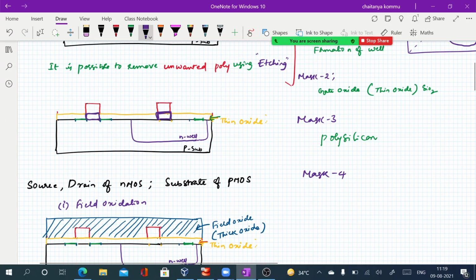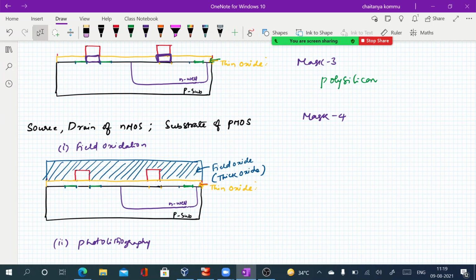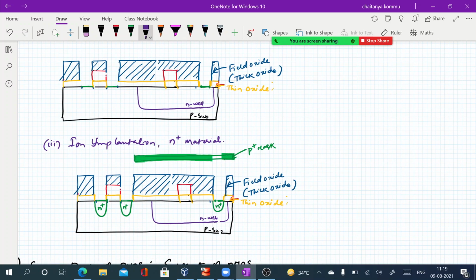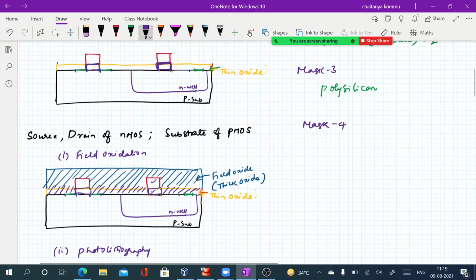Next one is mask number 4. We have created the gate and the oxide. The oxide and all these things are available here, covered with field oxide. And now I have to create a mask for what I have created first, source and drain. So I have created the mask for this particular one, right? The creation of n plus in the n well, right? So mask number 4 is meant for n plus diffusions.